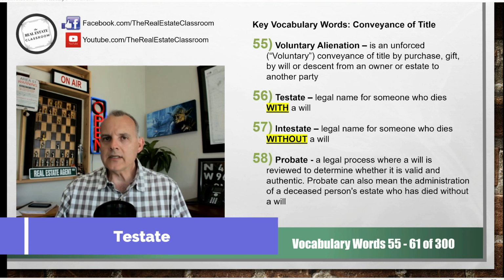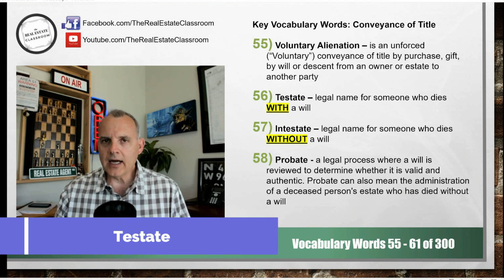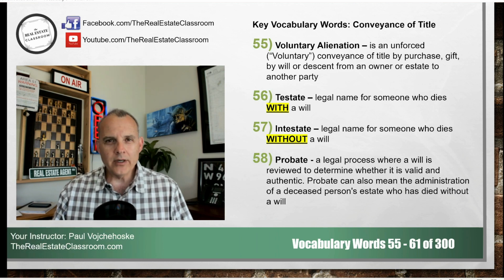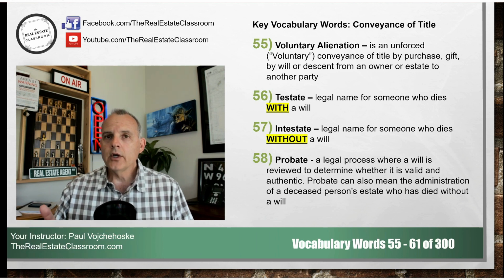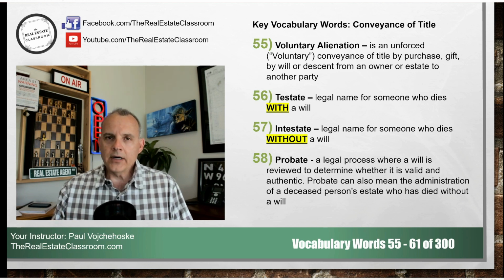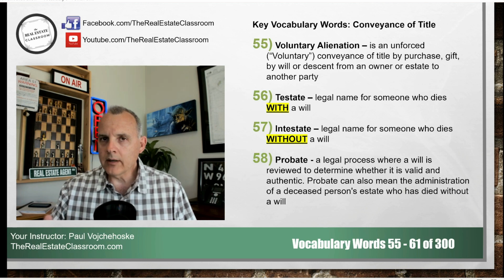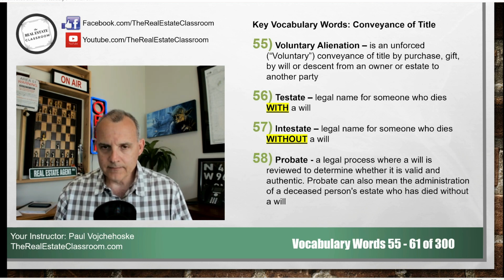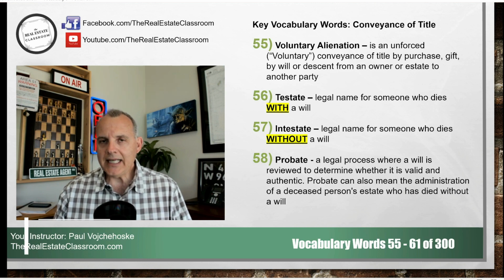Now, let's look at number 56. Testate. When somebody dies testate, they have died with a will. And if they own real property, in their will, they're going to determine who gets what piece of property. Very important, because if somebody dies testate and they're willing their real property to somebody, that is a form of voluntary alienation.